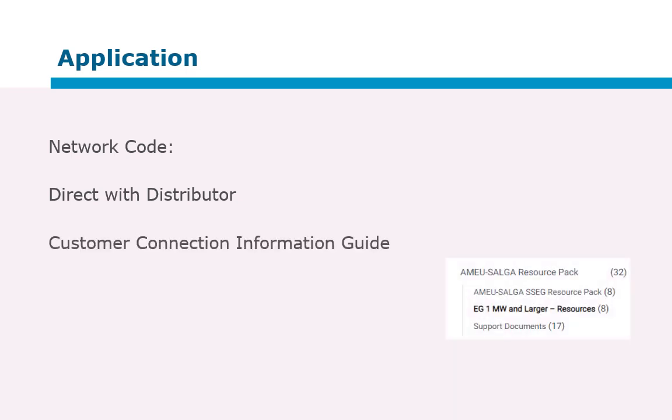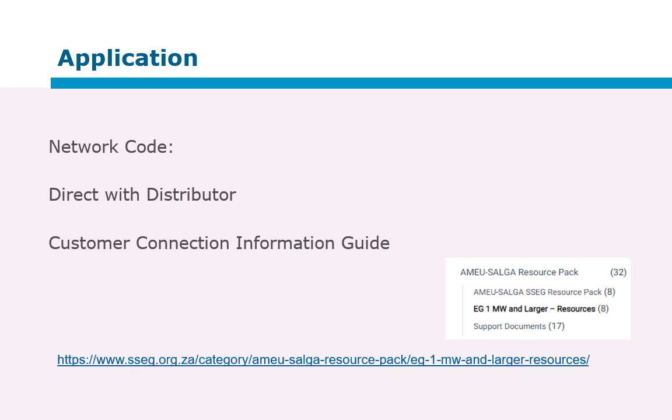Originally, many people started the application process with NERSA, probably due to the licensing requirements. However, in terms of the distribution network code, the application process should be done directly with the NSP or distributor. The network code also requires that the customer connection information guide be given to the customer at the time of making the application. Examples of many of the documents are already available on the SSEG support website.